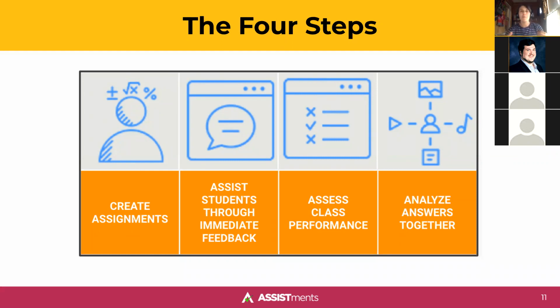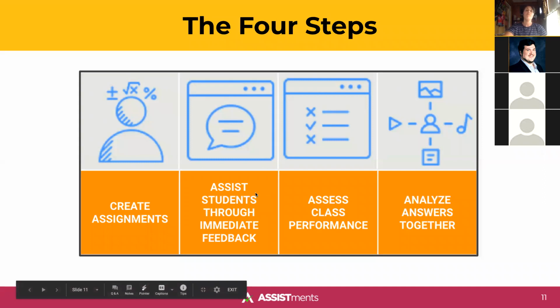Think about you walking up and down the aisles of your classroom, telling students they're correct, they're incorrect, they need a little bit of help. Step 3 is where you get to assess class performance. The teacher gets to review the data, look for weaknesses, look for strengths, look for common misconceptions. And then step 4 is analyzing those answers together. And we will make some recommendations here about how you can do that in a distance learning setting.